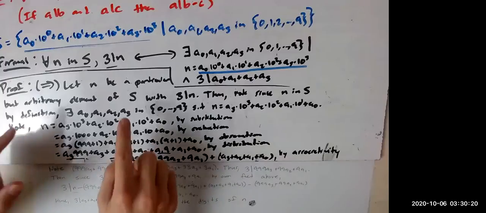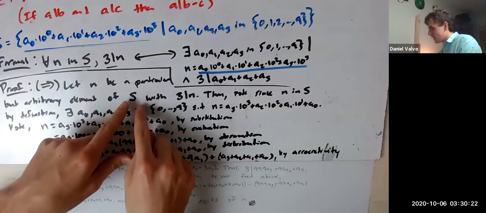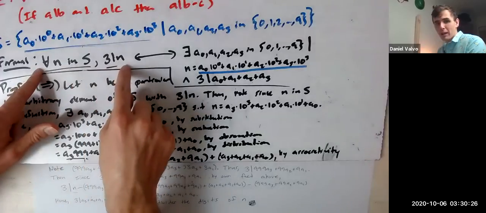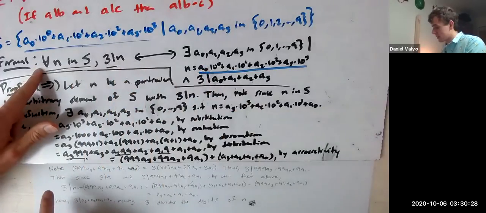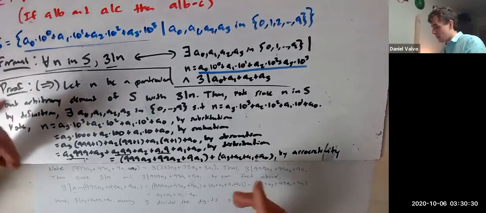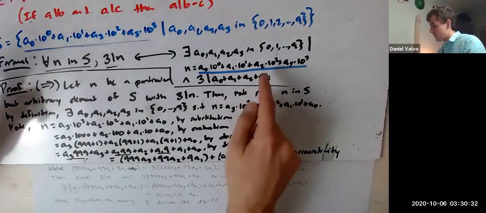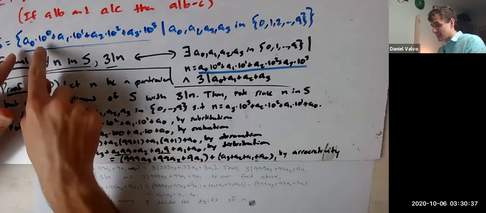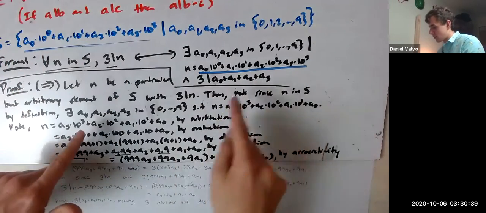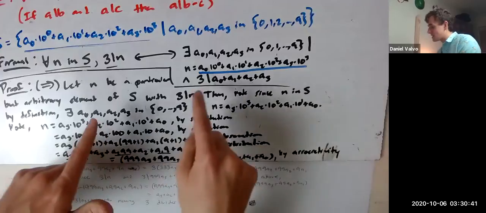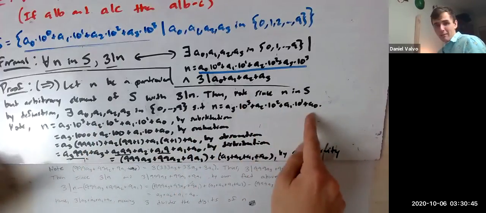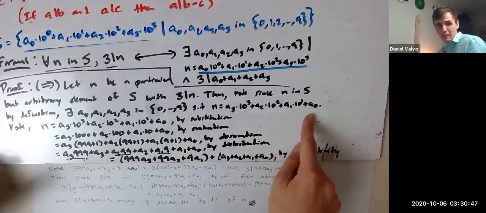So we just started out by assuming n is in S with 3 divides n. So we just assume that we're in our domain and we have the predicate, and we're trying to prove the conclusion. And by definition, we have the first part. Since you're in S, there exist these numbers that work this way. So you get a0, a1, a2, a3 that equal n, right? That's just by definition, that's fine.